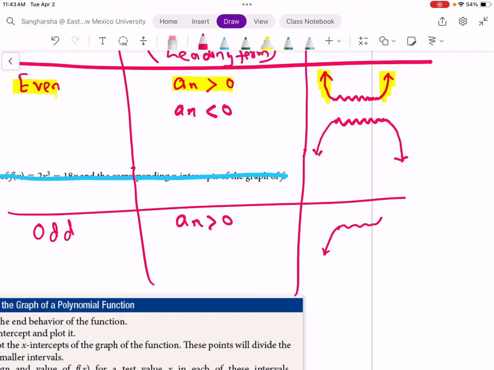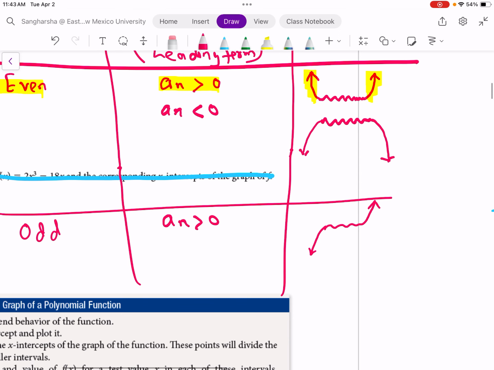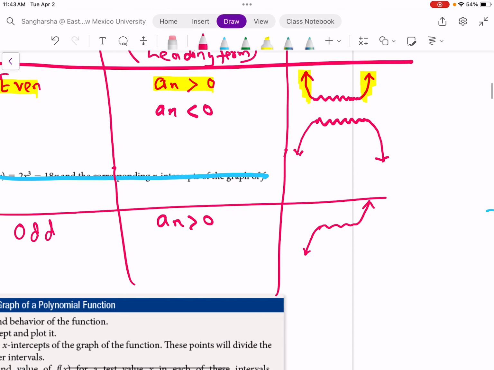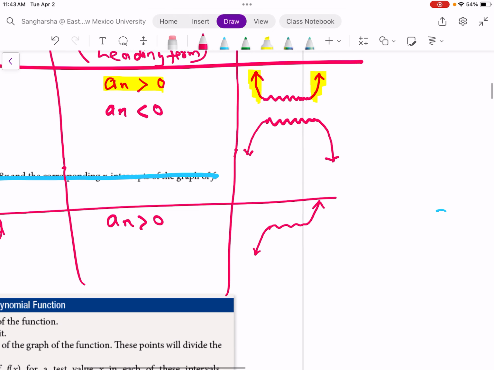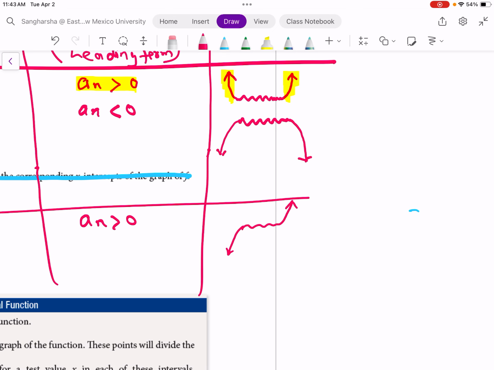This is the graph. If the degree is odd and the coefficient is positive, this is the graph. If we have a cubic function, just remember the shape of a cubic function is like this. We are interested in the ends. This is what happens on the left end, that's what we have here, and this is what happens on the right end. So this is the shape of the graph.